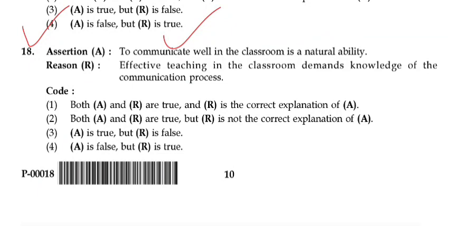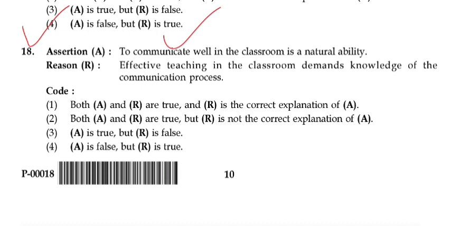Number 18, assertion, reason, similar question. Assertion is saying that to communicate well in the classroom is a natural ability. Reason R is saying effective teaching in the classroom demands knowledge of the communication process. So the codes are what? Both A and R are true and R is the correct explanation of A. Both A and R are true but R is not the correct explanation of A.